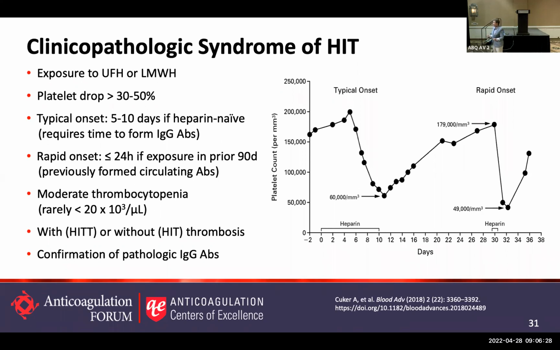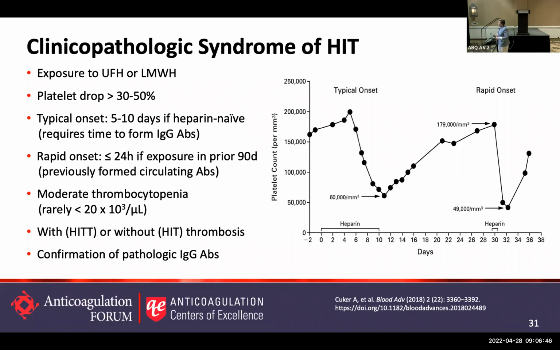Okay, it doesn't happen right away in typical HIT. But if you have a patient who's been exposed recently, like in the last 3 months, they might have already developed those antibodies, right? And then when you re-expose them, their platelets drop much faster, like within the first 24 hours, which is what you're seeing on the far right of this graph.